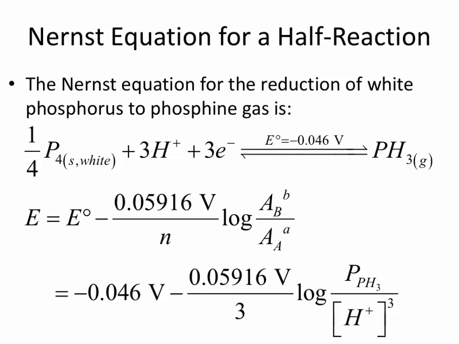So we can plug in for our E naught our minus 0.046 volts. And then for our n, we're plugging in 3 because we're transferring 3 electrons. And that's then multiplied by this log of Q term, where we have the pressure of phosphine gas, that's our PH3 up here, and then divided by the cube of our hydrogen ion concentration.